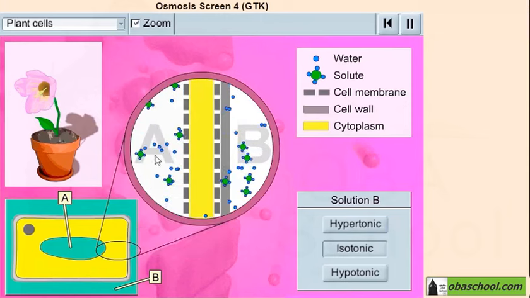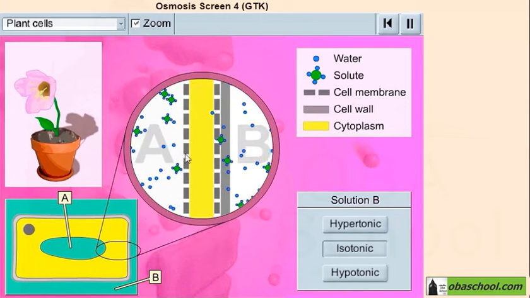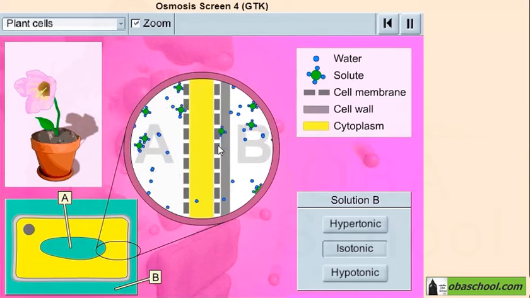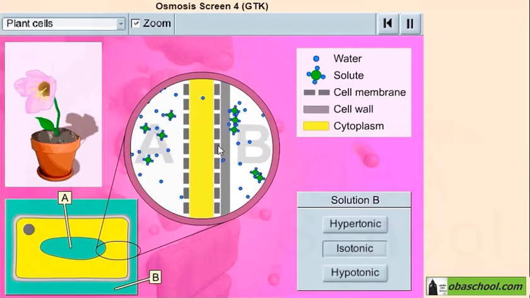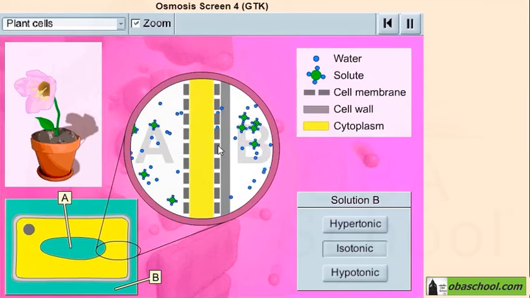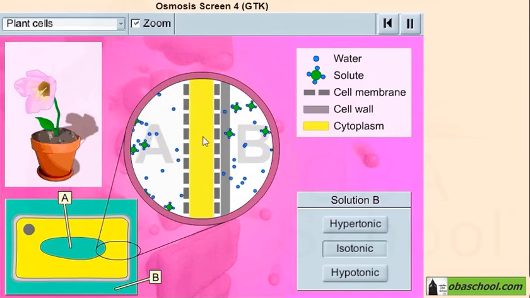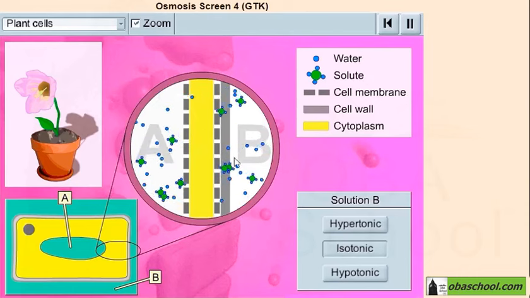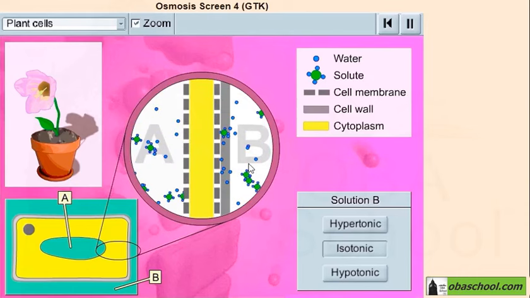So this is solution A, or the vacuole, and this is the cell membrane, which is semi-permeable, allowing only water to enter and leave the cell. And here's the cytoplasm, and next to it we have the cell wall. And right here we have solution B.